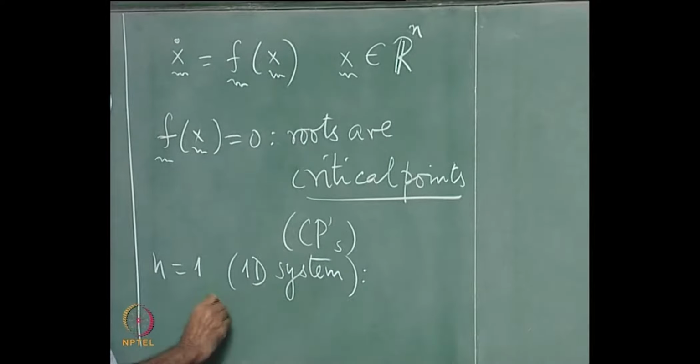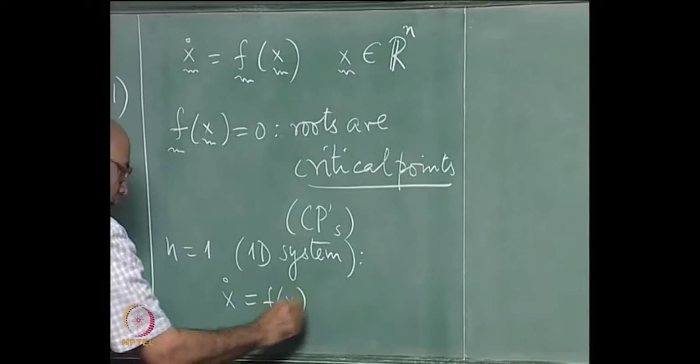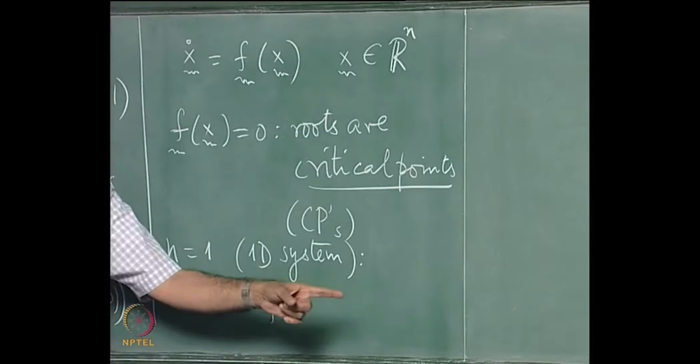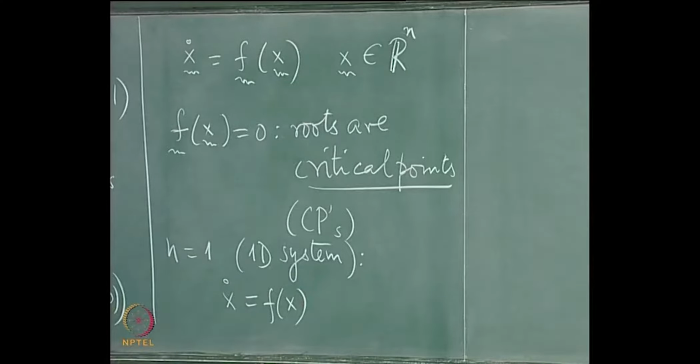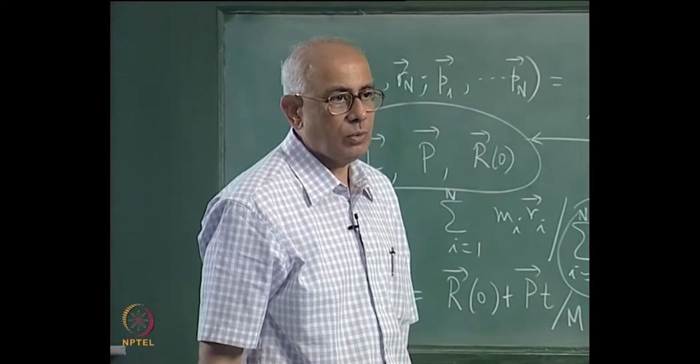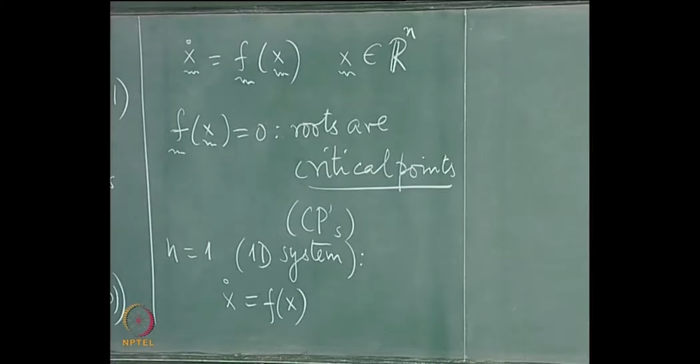given by an equation of the form x dot is f of x, where f of x is some scalar function of the single scalar variable x. The equilibrium points of this would be given by the roots of the equation f of x equal to 0, and if f of x is a reasonable kind of function, its zeros would form an isolated set of points. It would not have in general a continuous set of points, but just isolated roots of the equation f of x equal to 0.